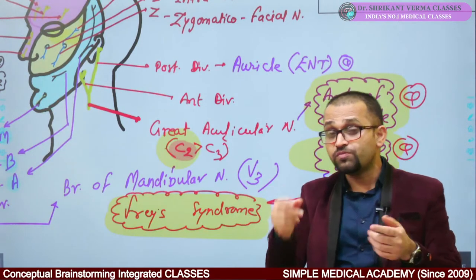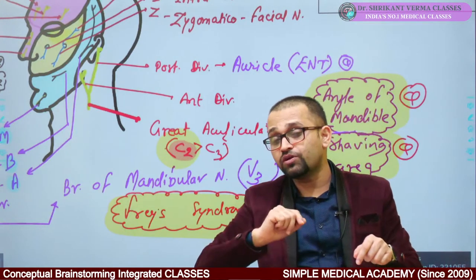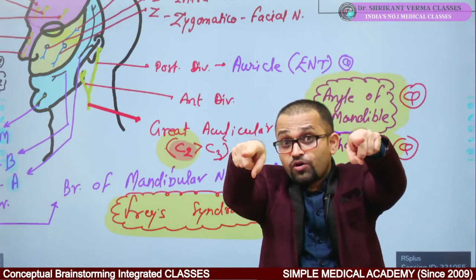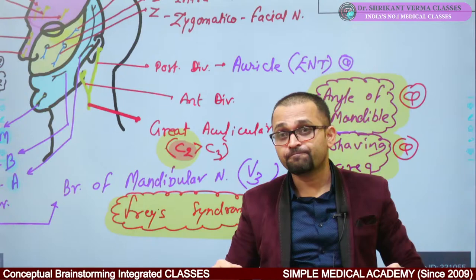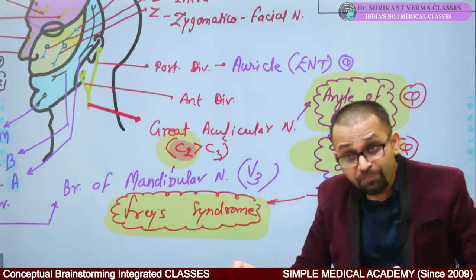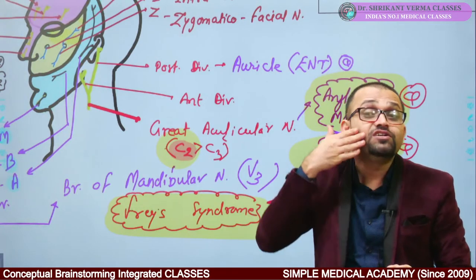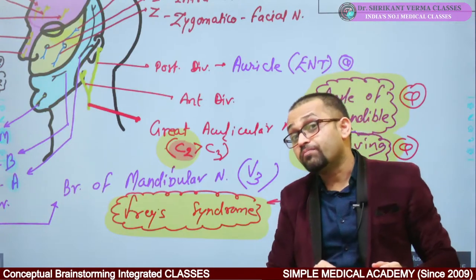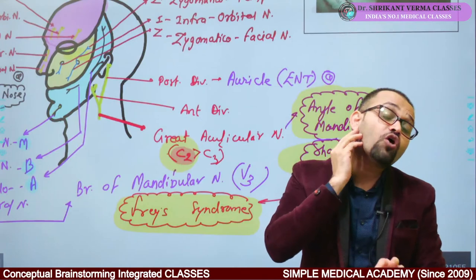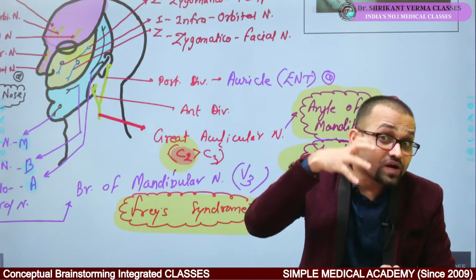What happens in Frey syndrome? There is the great auricular nerve, and the parotid gland is supplied by the auriculotemporal nerve. So when there is an incision, the great auricular nerve and the auriculotemporal nerve fibers meet together. The auriculotemporal nerve is responsible for salivation from the parotid gland. So when the patient is eating food, the auriculotemporal nerve is activated, so salivation occurs. But its fibers are connected with the great auricular nerve. It is also related with the sympathetic nerve, which is supplying the sweat gland.